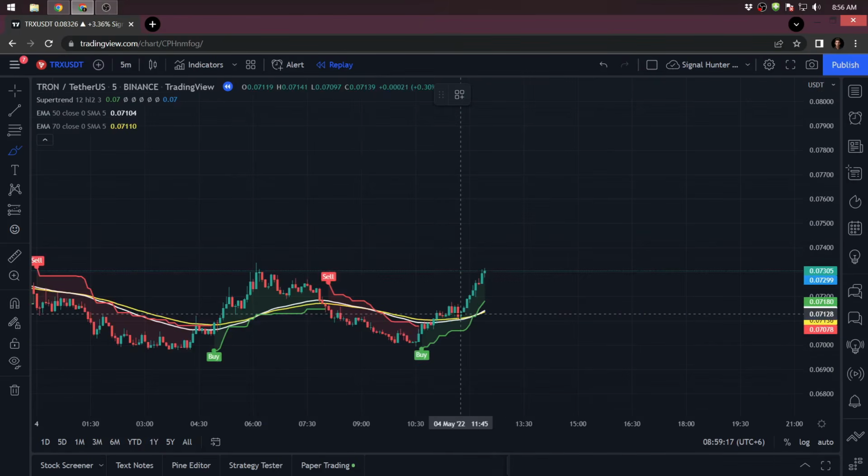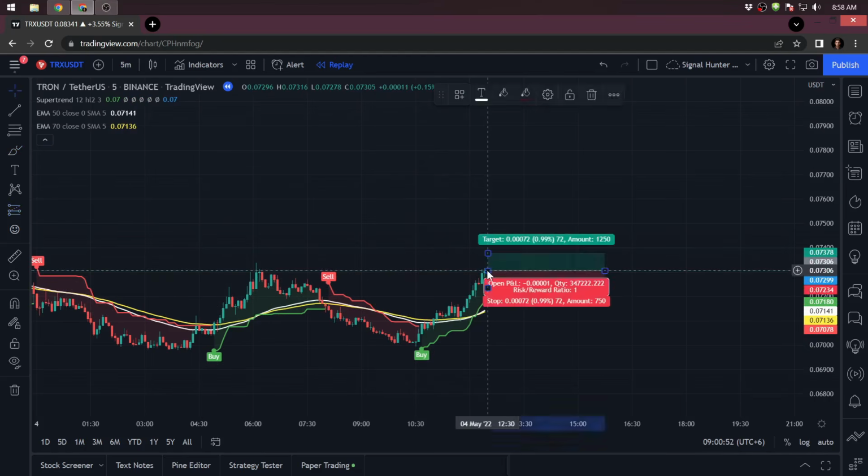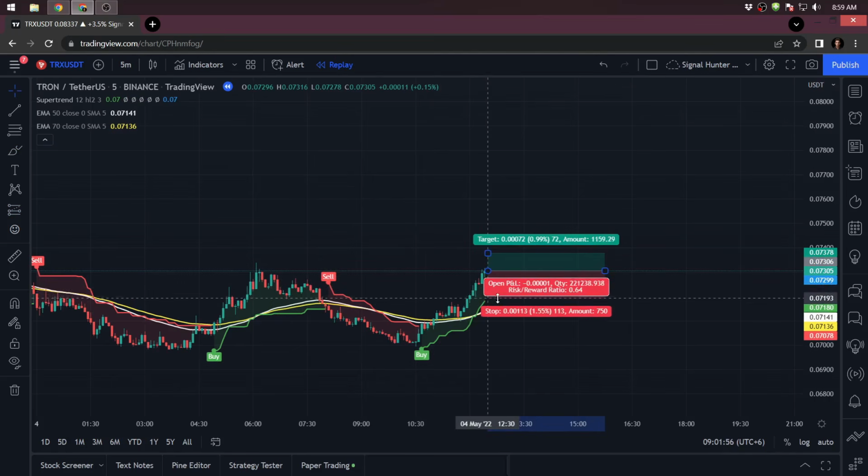For a buy signal, the first confirmation is the price has to stay above the 50 and 70 EMA, and also Supertrend has to give an uptrend signal. At the same time, if the 50 EMA crosses up the 70 EMA, that means it's our buy signal. So we take a long position here, and our stop loss will be the last price of the Supertrend line.